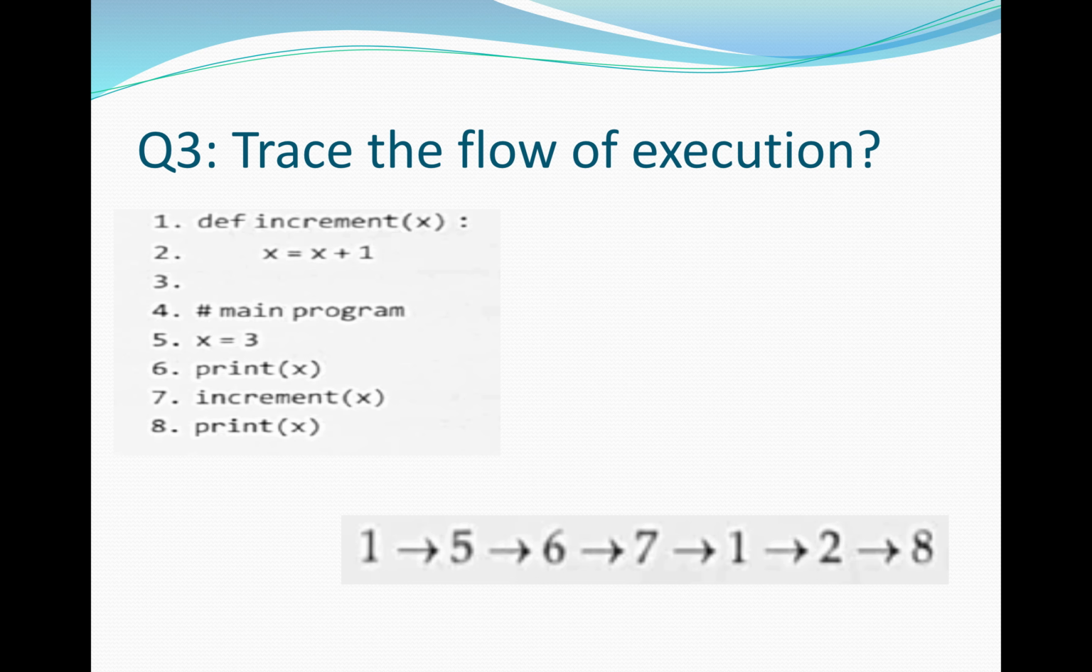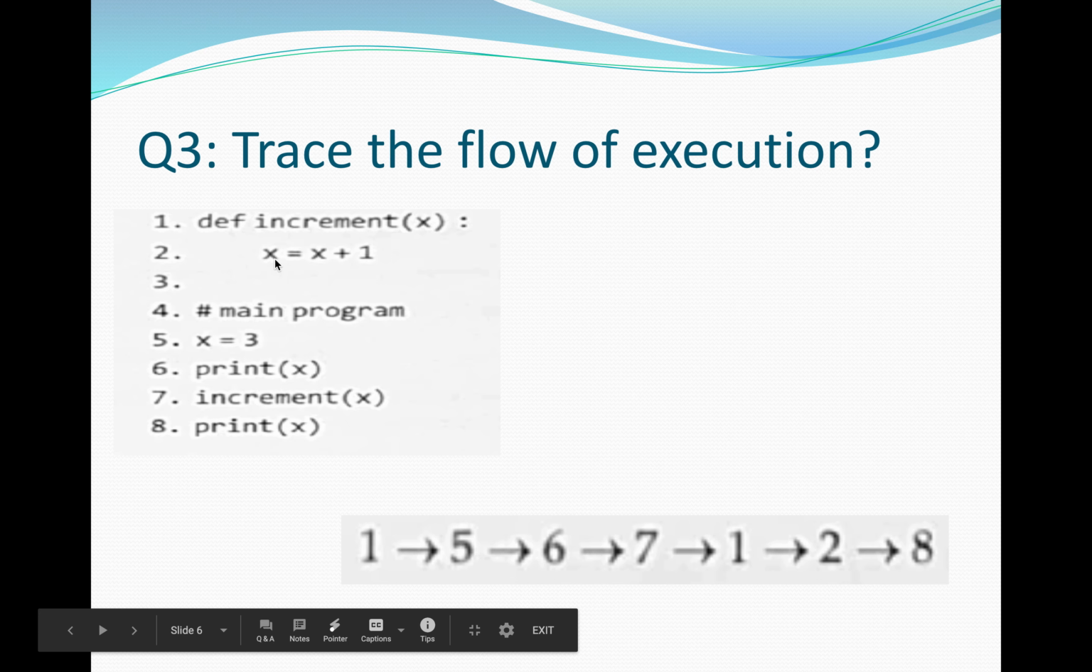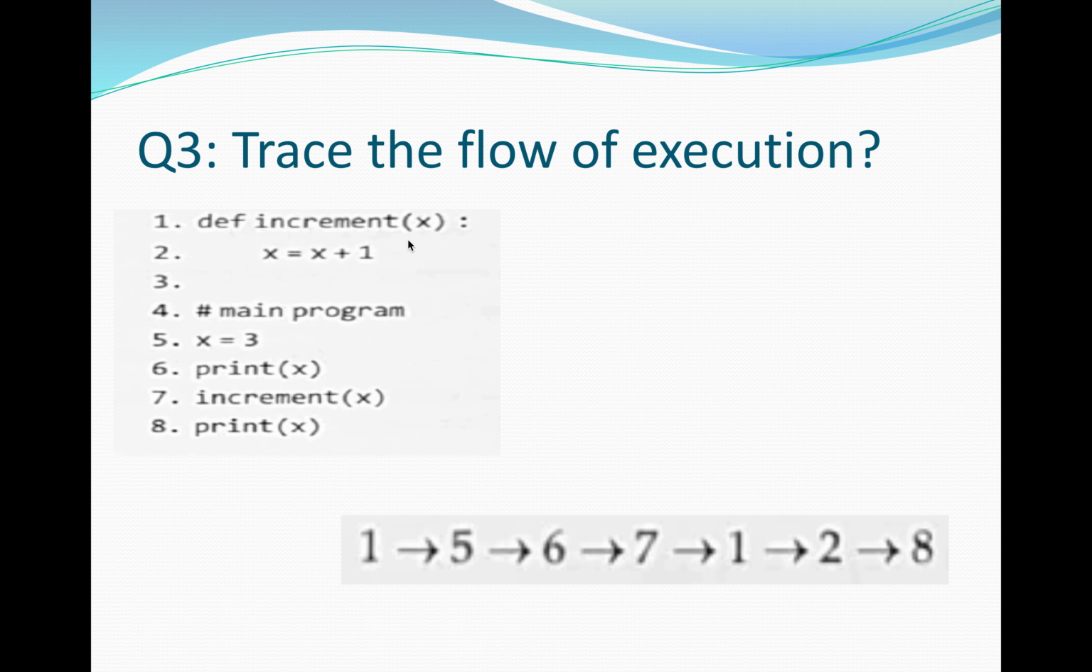Next question is trace the flow of execution. What do you mean by flow of execution? That means just the order in which the statements are executing. So here the output is already given. Just listen. Def increment x. Here this is the function definition, and there is only one statement in the function body. In the third statement we are doing nothing. Then the fourth statement is a comment. Then 5, 6, 7 are other statements at our top level.